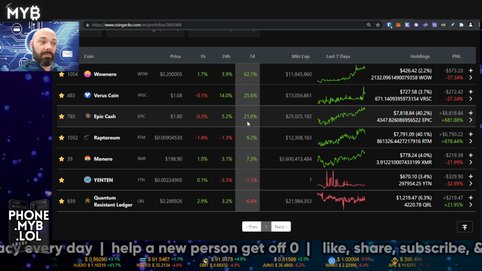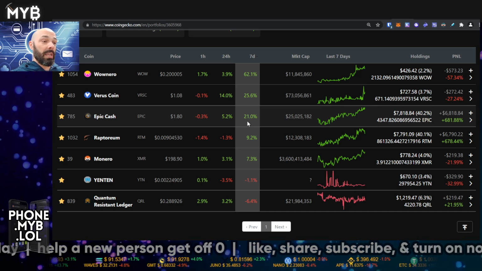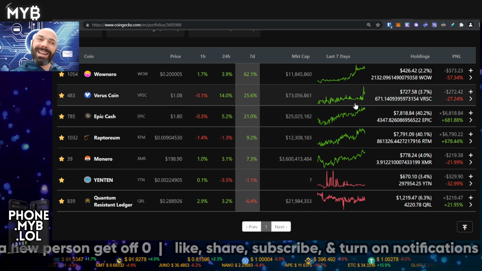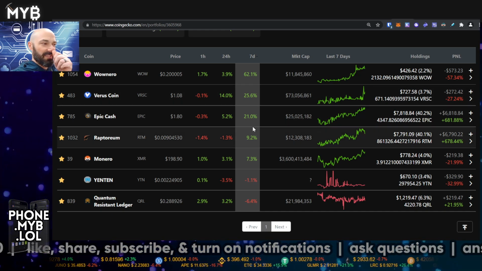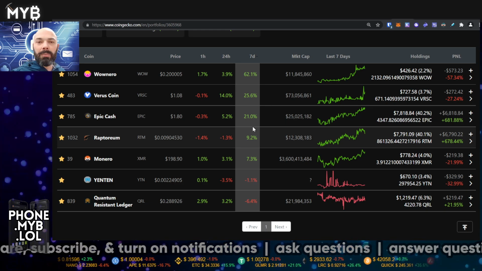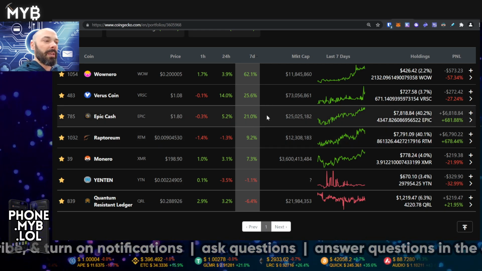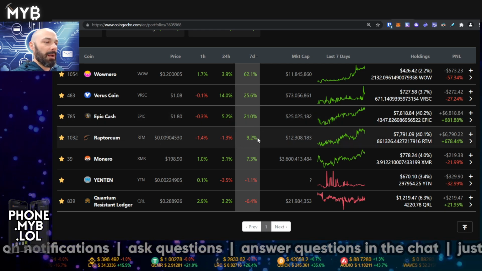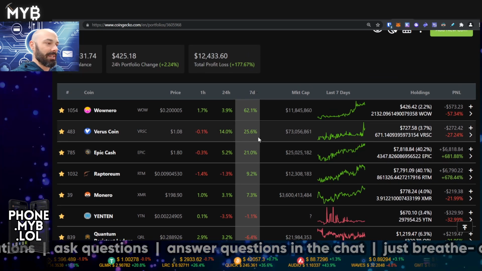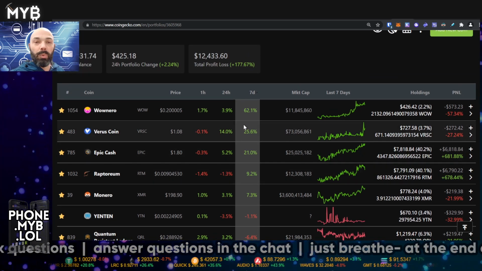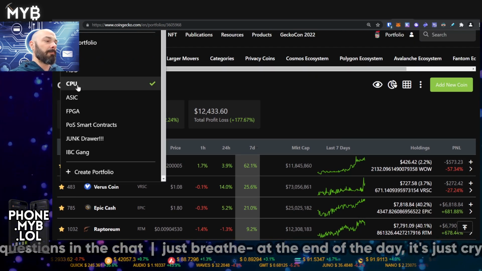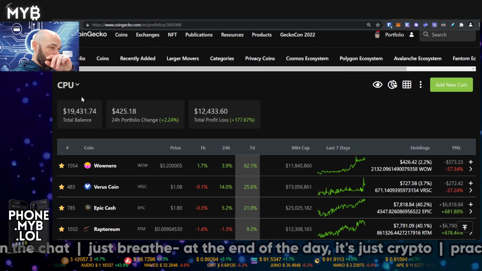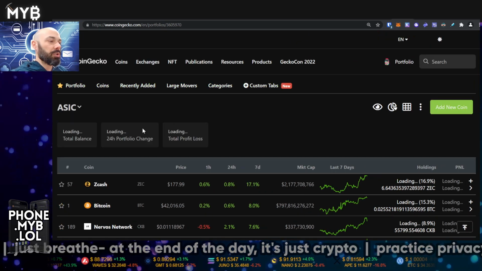Varus coin having a rally, really great week. Don't know why that is. Chart kind of looks weird still, almost looks manipulated still to me. I don't think the Varus coin team would like to see that, so please do be careful if you like that coin. Epic Cash in #3 over this week, and Raptorium doing okay, but not having as good a time as these three, right? 20, 21, 25, and 62% up in a week. Oh, incredible gains there. Can't wait to see how Monero looks compared to Doge.